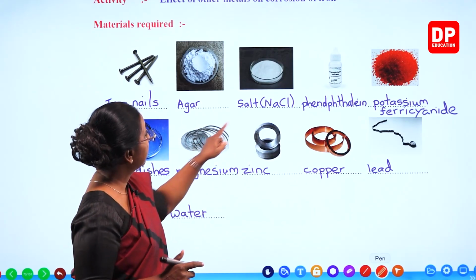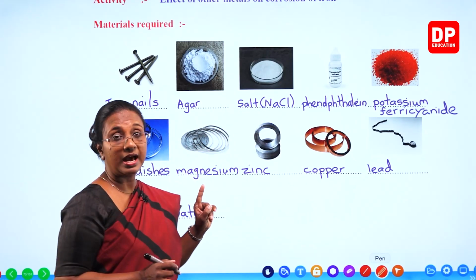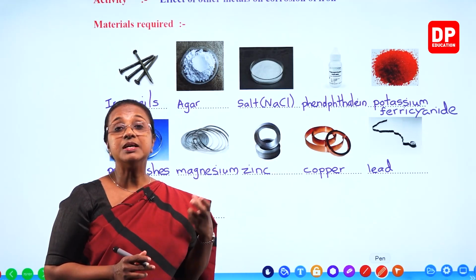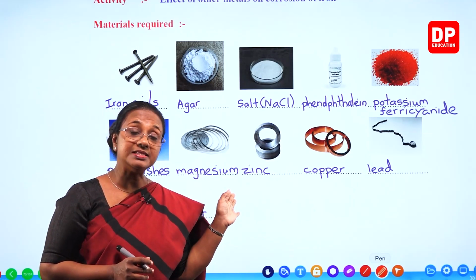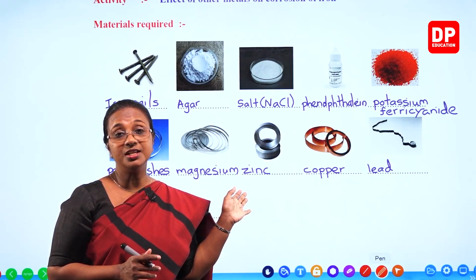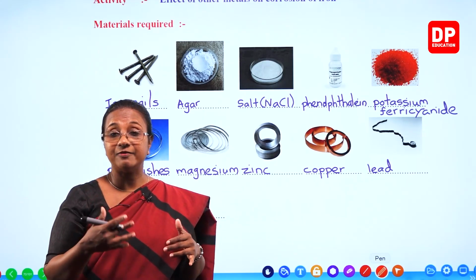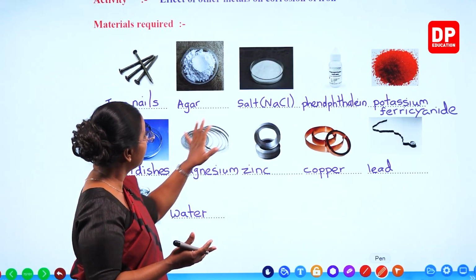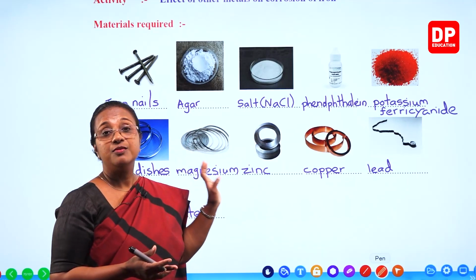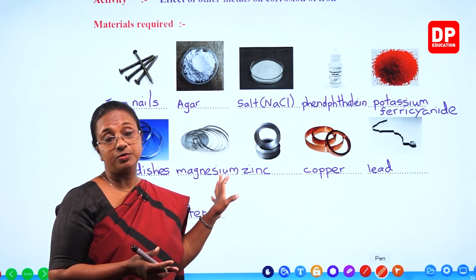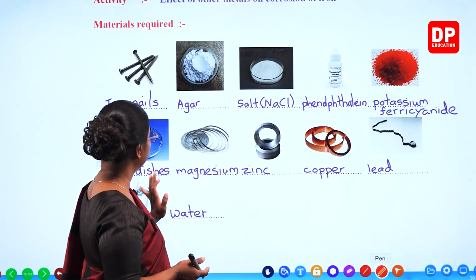Then like I said, we need sodium chloride to make the medium conductive. Because this is an electrochemical reaction, the charges, the ions have to move. So for the movement of those ions, we need to have sodium chloride. That is why we add sodium chloride.